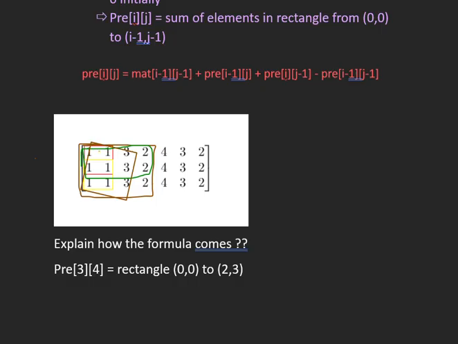So we will be using these two rectangles to calculate the sum of this bigger rectangle. If you can see, this rectangle plus this rectangle, minus the overlapping area. This area is coming in both the rectangles, so we'll be subtracting that, and we also need this element, that is matrix of i minus 1 comma j minus 1. So these four things help us calculate the sum of all the elements of this bigger rectangle. I'll show you once again.